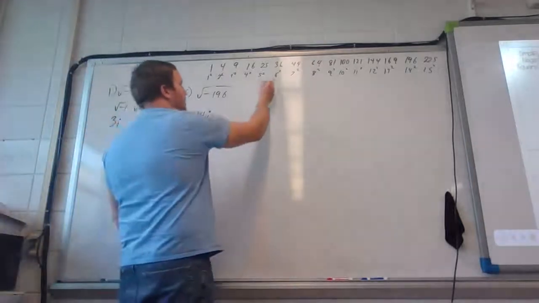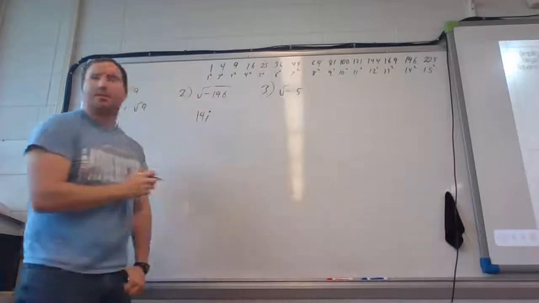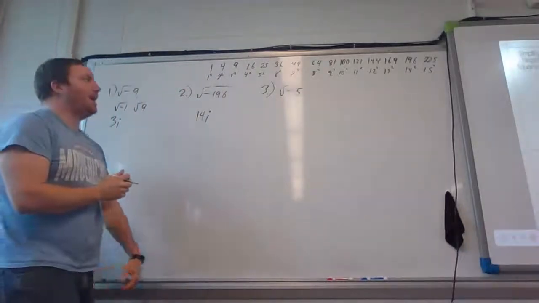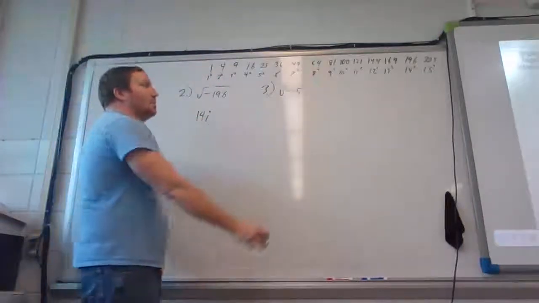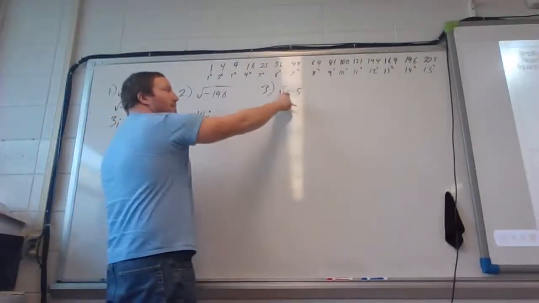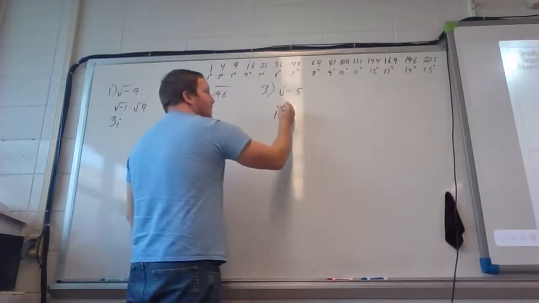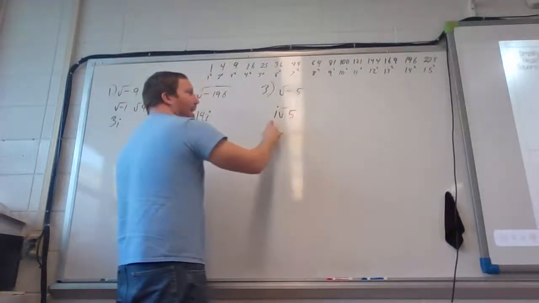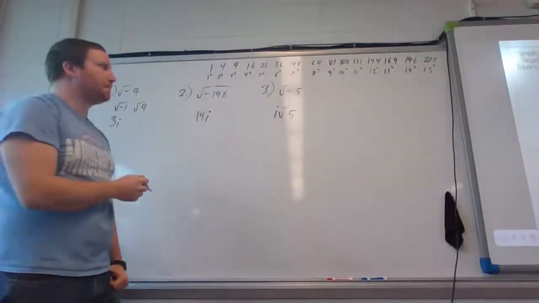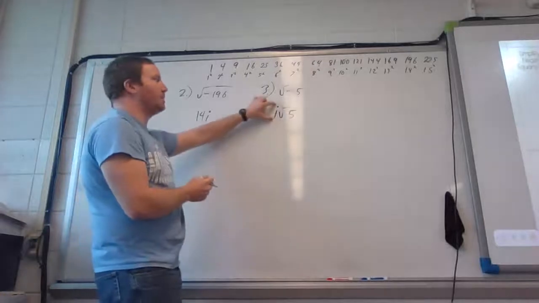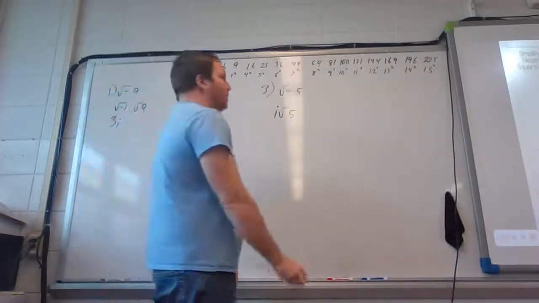Number 3, square root of -5. So in this case, 5 is prime. There is no perfect square that goes into 5. So the only thing we can do to simplify this is eliminate that negative under the radical and turn it into an imaginary number. So we have i square root of 5. Again, we want to pull those numbers or coefficients out in front of our radical.